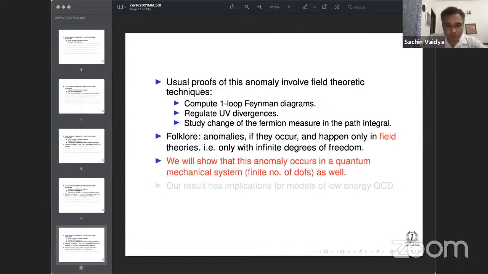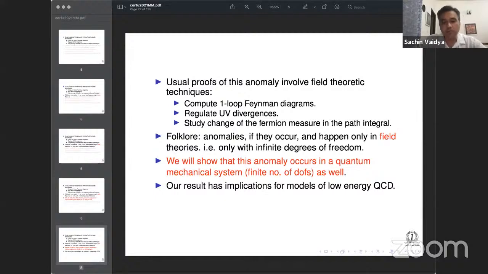What I will show you today is that this particular anomaly occurs in a quantum mechanical system, that is, in systems with a finite number of degrees of freedom as well. And this will have implications for models of low energy QCD.